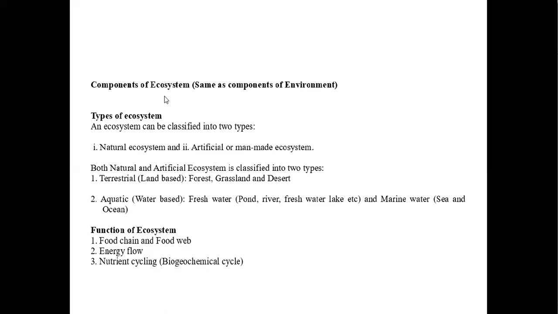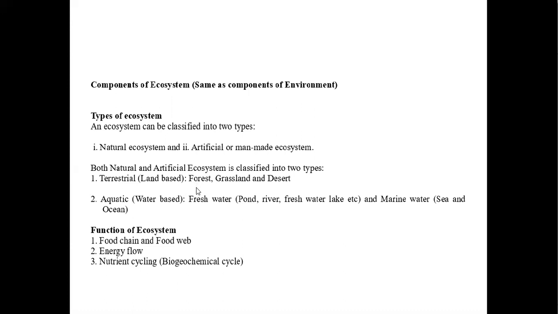And now we go for components of ecosystem. Components of ecosystem are exactly the same as components of environment. You can go through the previous slide and prepare it well. Then we go for types of ecosystem. An ecosystem can be classified into two types: one is natural ecosystem, another is artificial or man-made ecosystem. Both natural and artificial ecosystems are classified into two types: terrestrial and aquatic. The terrestrial ecosystem is land-based, and the aquatic ecosystem is water-based.